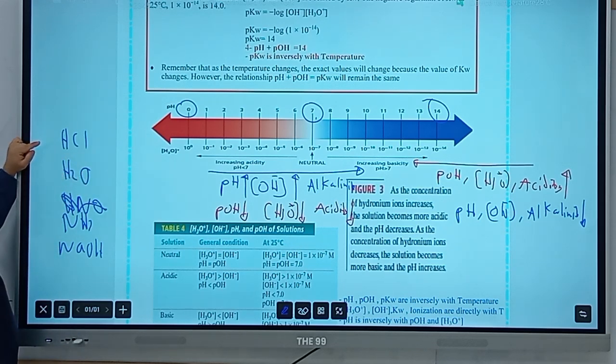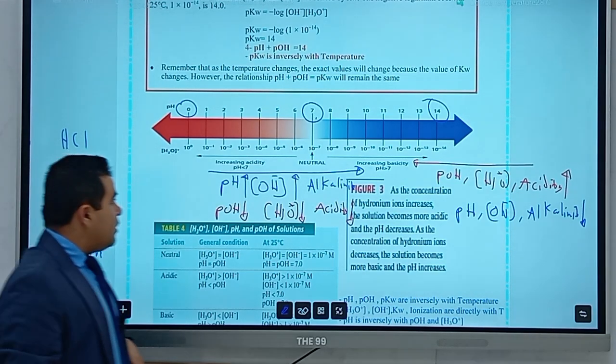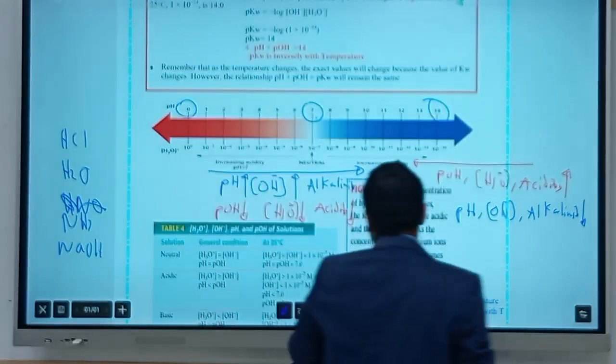Which of them has the highest acidity, the strongest acidity? HCl. Which of them has hydronium higher than hydroxide? In HCl solution. Which of them has hydronium lower than hydroxide? Ammonia and NaOH. In which of them is the hydronium equal to the hydroxide? In H2O. We can answer the questions based on the pH scale in this figure.